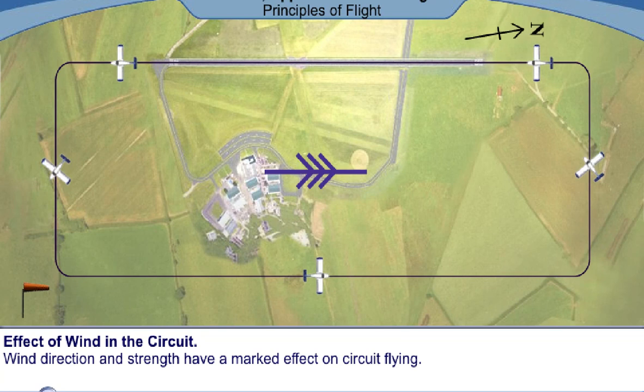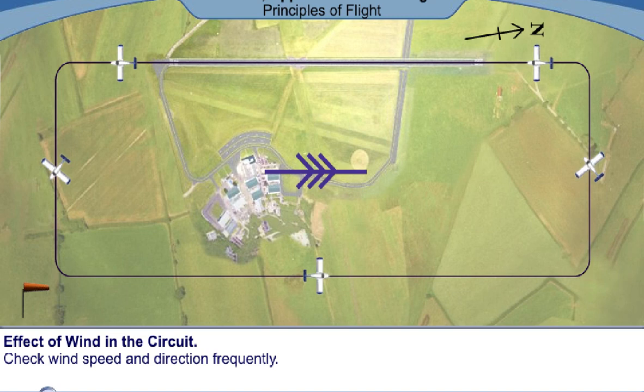Wind direction and strength have a marked effect on circuit flying. You must therefore be conscious of the wind speed and direction whenever you're in the circuit. This will allow you to fly the correct headings to make good the tracks necessary for a correctly shaped circuit. These headings will vary as the wind varies, so you must be continuously aware of the wind speed and direction in every circuit you fly.